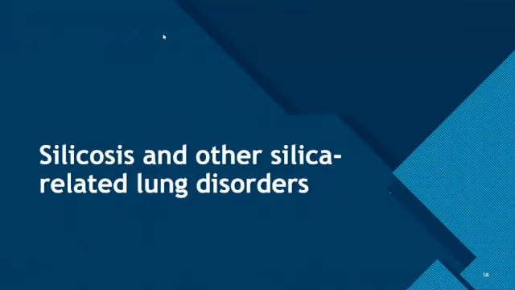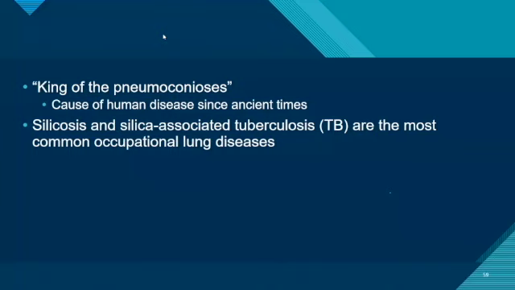Then coming on to our last section for today, it's silicosis and other silica-related lung disorders. Silica or silicosis was considered the king of the pneumoconiosis because it's a human disease since ancient times. It was picked up in the pharaohs of Egypt, and in a few other nobles in England and Europe also. Silicosis and silica-associated tuberculosis are the most important and most common occupational lung diseases. And I really want to highlight and focus this point.